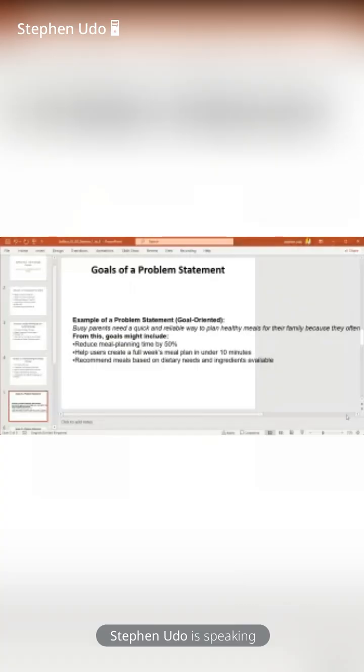You understand? So the parents can actually create a full meal timetable with your product, with your app or website, in less than 10 minutes. Then you help them by using algorithms to recommend meals based on the dietary needs at the moment and the ingredients they have. This is automatic. They don't need to do it manually again. They just use your app and it suggests everything based on the data they have inputted. So this is one of the problem statement examples that we use.